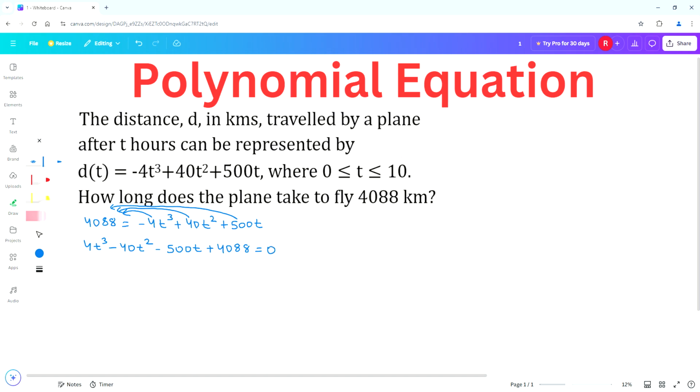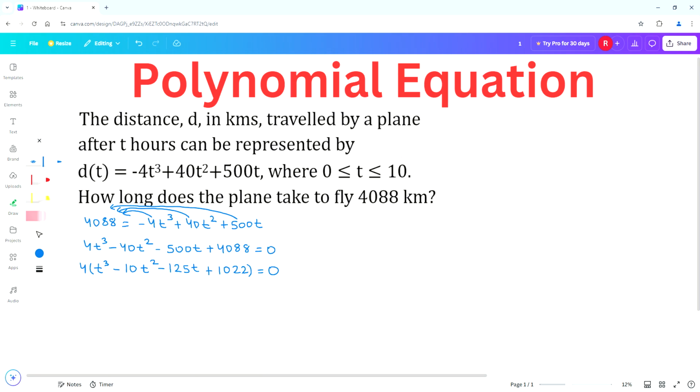This is a cubic polynomial. We can simplify this equation by doing common factoring. We can factor out 4 from all 4 terms. Now we have to solve the cubic polynomial in the parentheses.